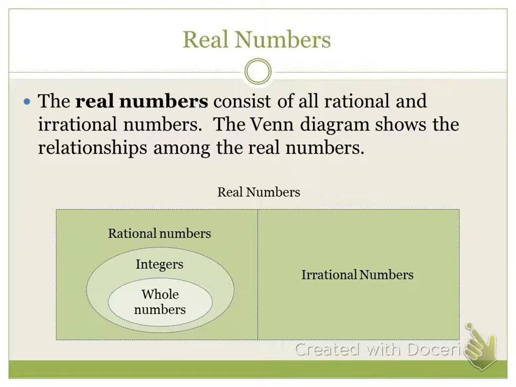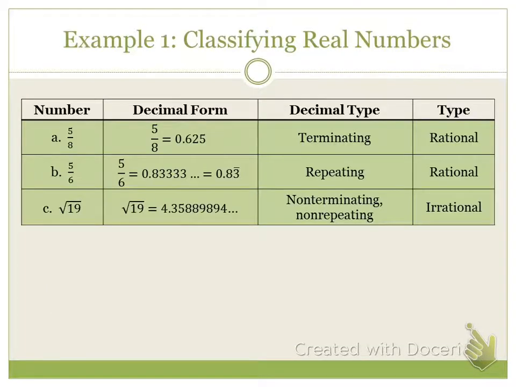So I like how this chart lays it out. Basically, this side of the chart talks about rational numbers. That includes integers, like we said, whole numbers, and then also terminating decimals and repeating decimals. Irrational numbers are everything else. But they're both considered real numbers.